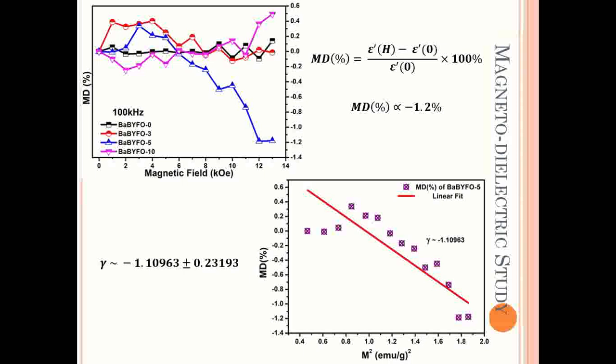The magnetoelectric coupling can be indirectly characterized from the magnetodielectric study. This shows that the highest change of 1.2% is obtained for the 5 atomic weight percent sample. The linear relation between magnetodielectric factor and square of magnetization further confirms the existence of magnetoelectric coupling in this sample.